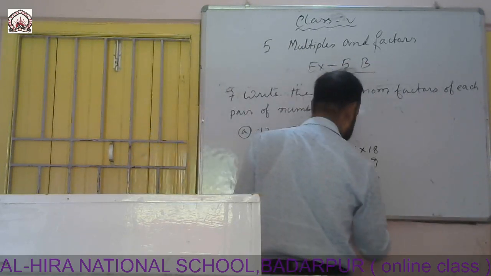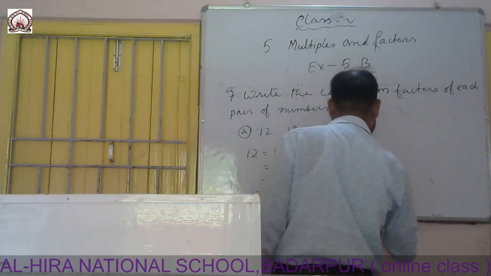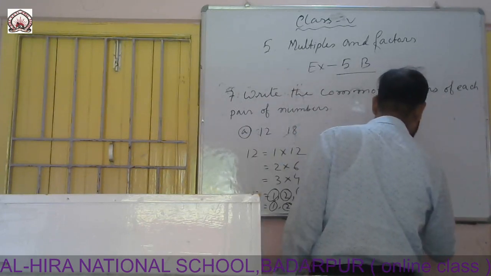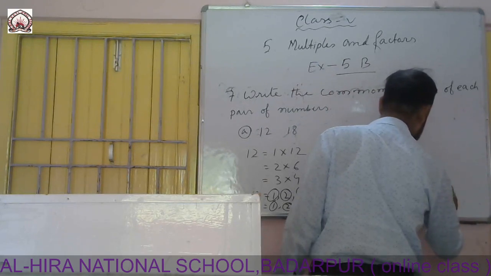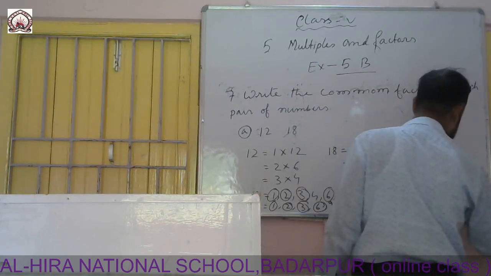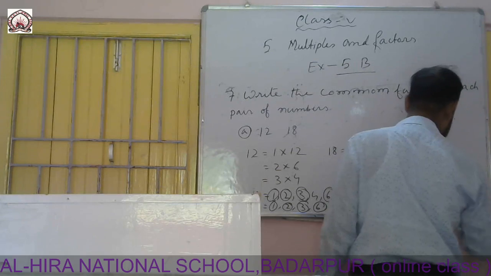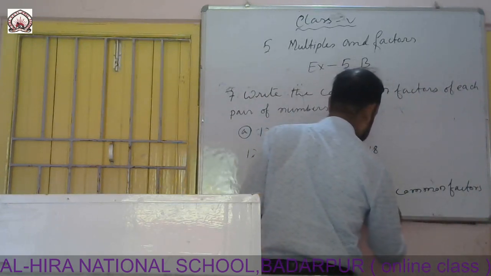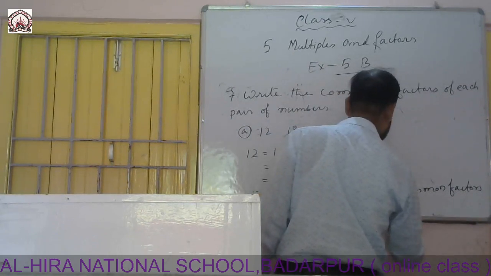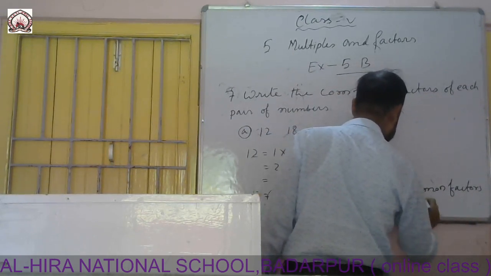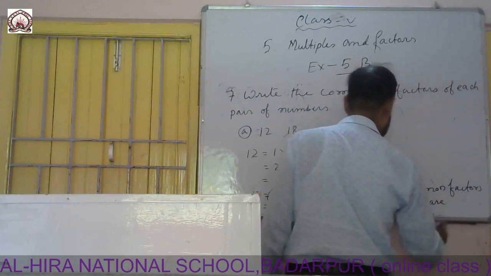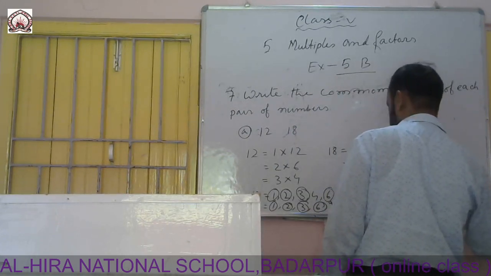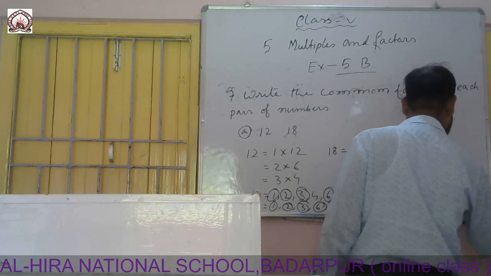Therefore, the common factors of 12 and 18 are 1, 2, 3 and 6.